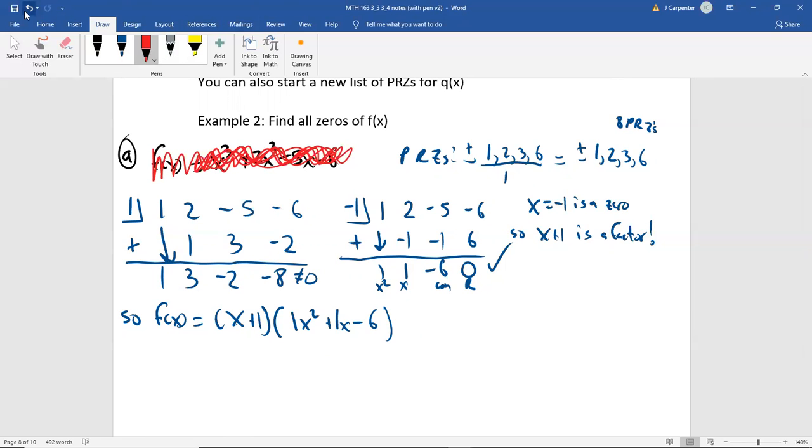Now, I'm not going to leave it permanently erased, but again, in your head, that's gone. What you should be focusing on now is the quotient. So focus on the quotient continuing. So now what we're trying to do is find the zeros of 1x squared plus x minus 6.